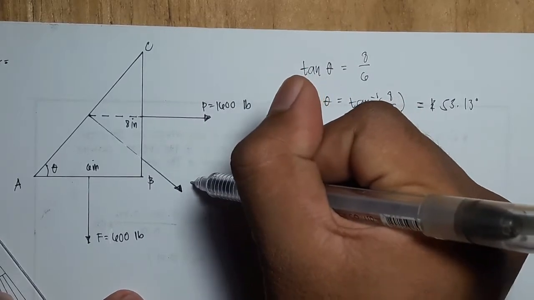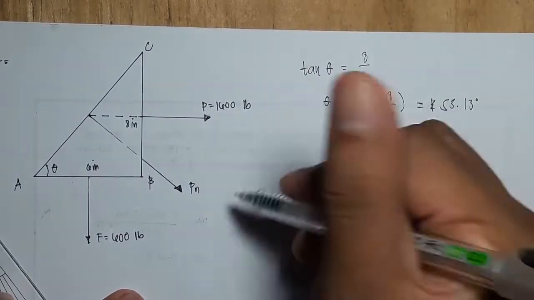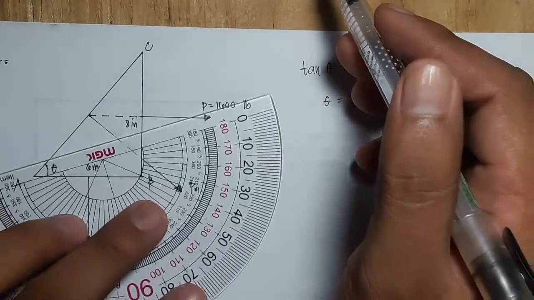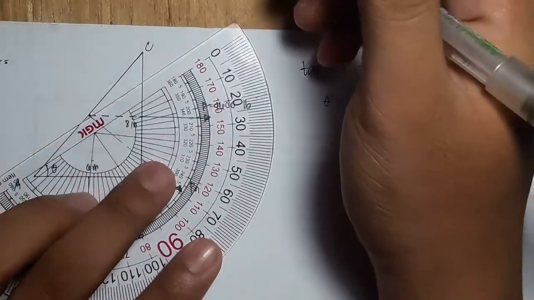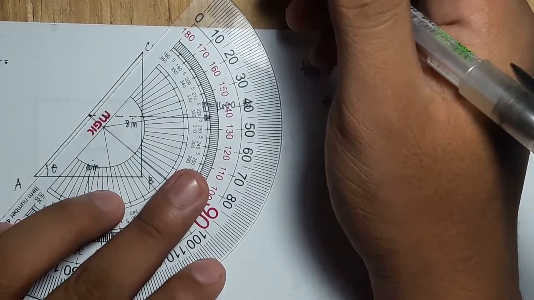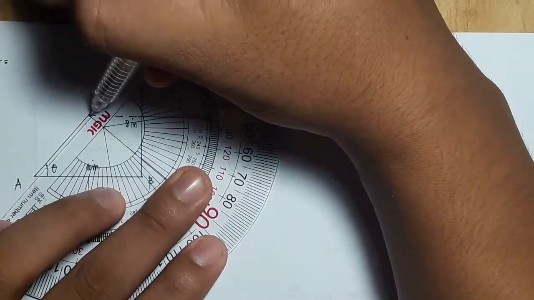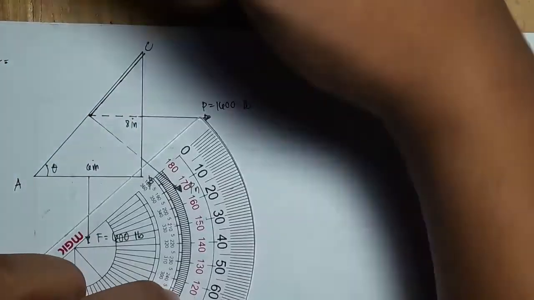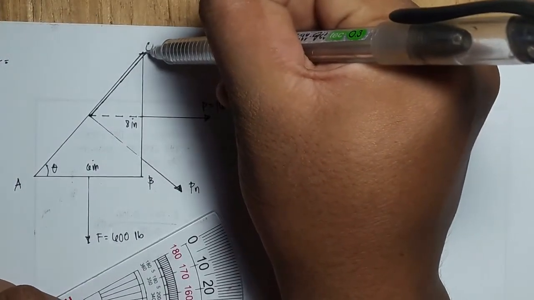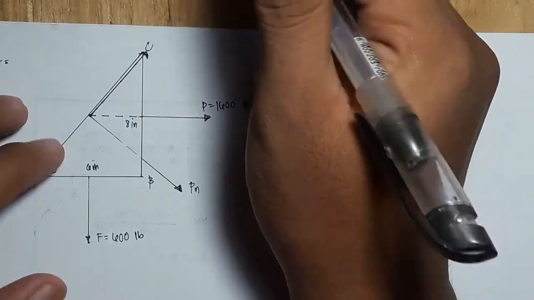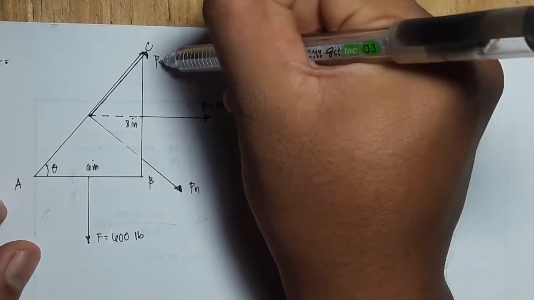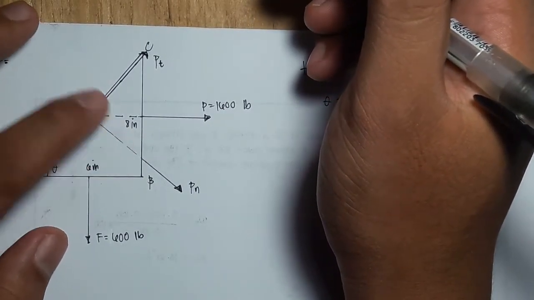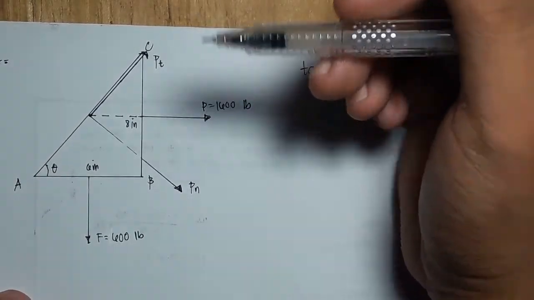We will denote this by Pn, the normal force. The tangential component of load P would be here, the force that touches the line AC, or is tangent to line AC, and this will be the tangential component of P. So we are asked to solve for these two components.